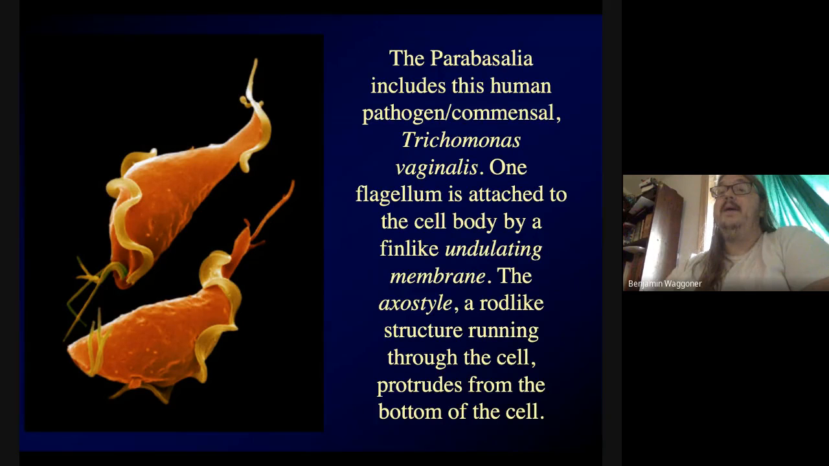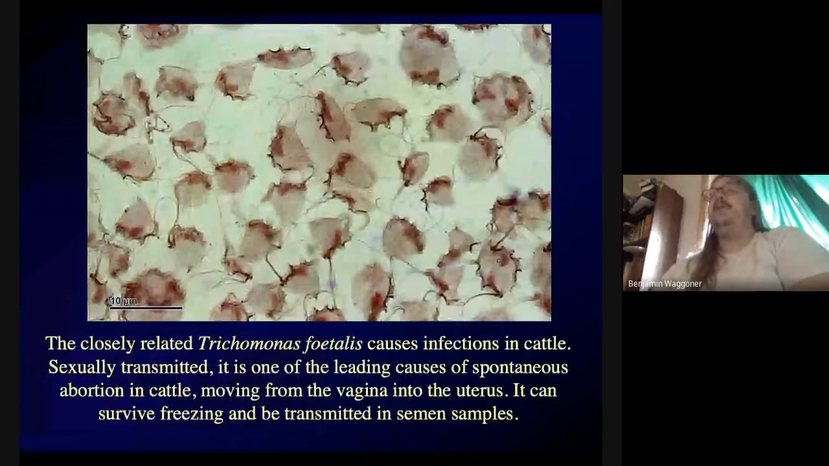The picture's been colorized so that the cell body looks orange and the flagella look yellow. And especially on the lower one, you can see a rod-like structure that's protruding from the bottom of the cell. It's called the axostyle. All right, especially important in Korea. Okay, sorry.